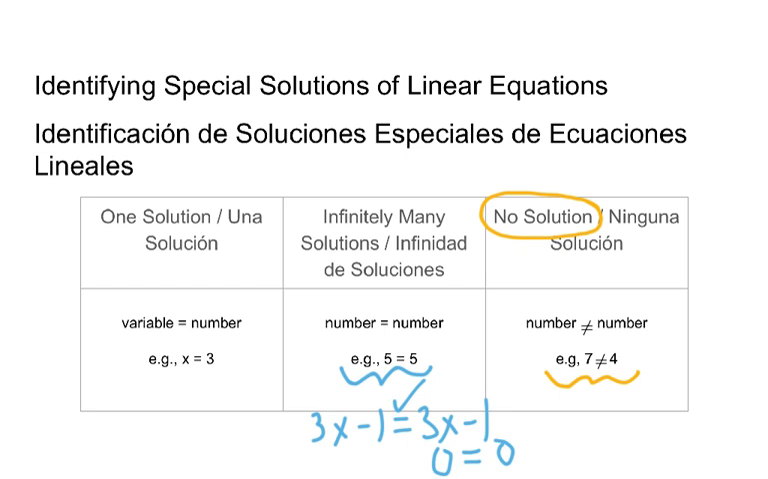So we're going to take a leap forward, and instead of just always having a variable equals a number in the end for us to box, we might have to use the words infinitely many solutions, and we might also have to conclude that the original equation was not set up in a way that describes a real true relationship, therefore there's no solution to that equation.